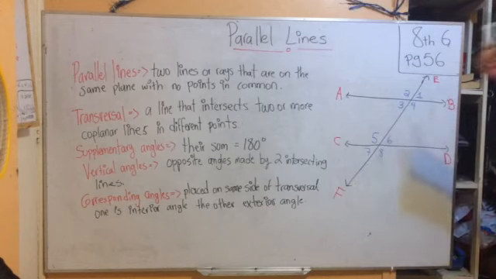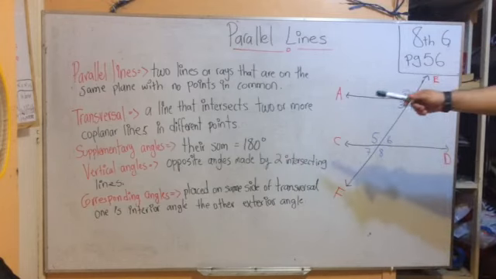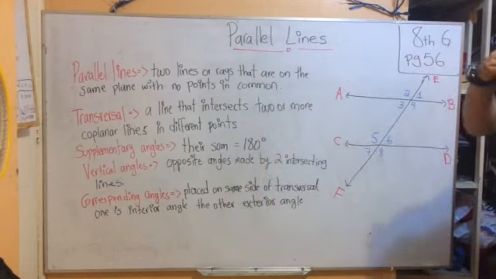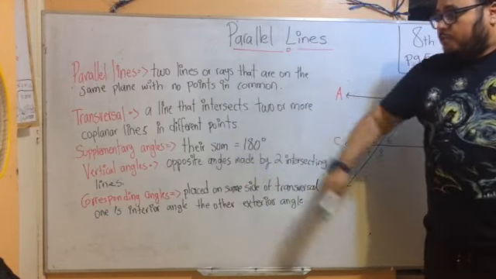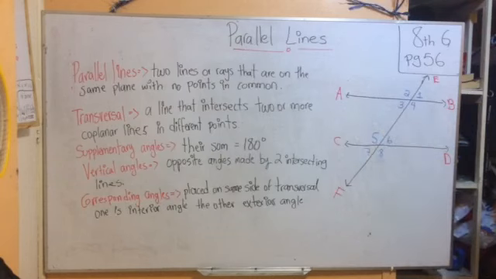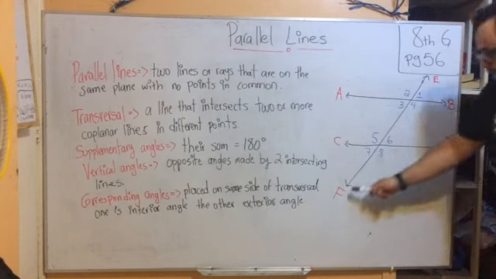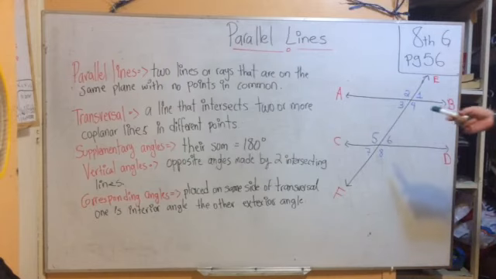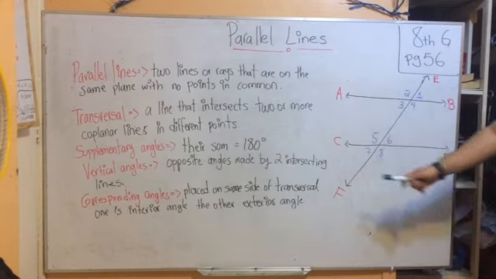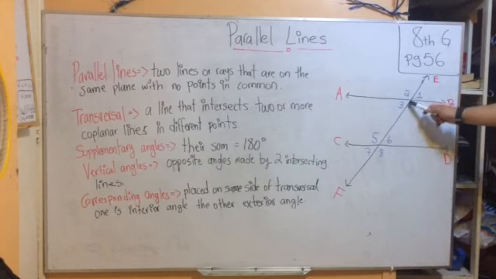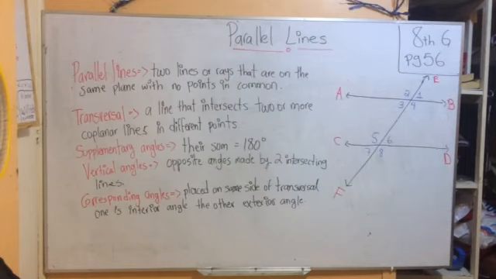Now let's talk about the next definition. We have transversal. A transversal is a line that intersects, that means that it touches, it connects two or more coplanar lines, which are these two, in different points, which would be this one and this one. So line EF is a transversal line because it intersects AB, and it intersects CD. Remember, intersect means that they touch. They cross.